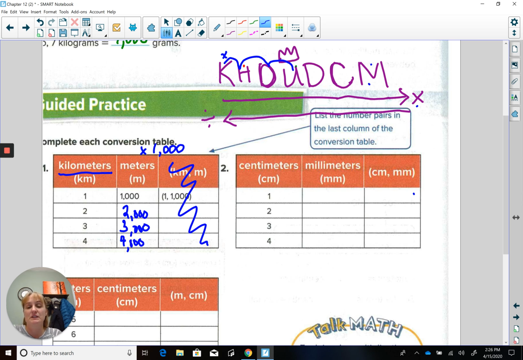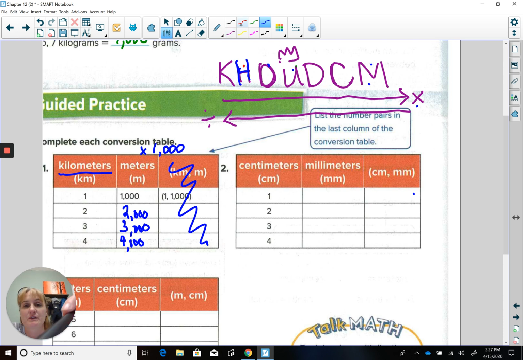Okay, let's now move over to number 2. I want you to think about it. Which direction are you going while I erase some stuff? Look at your chart up above. Which direction are you going? How many jumps do you take? My poor H disappeared.